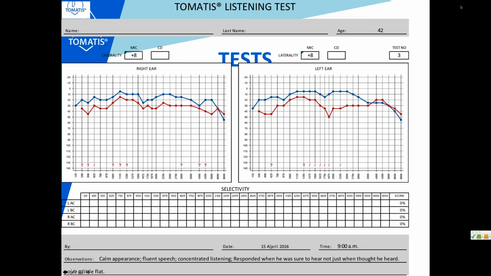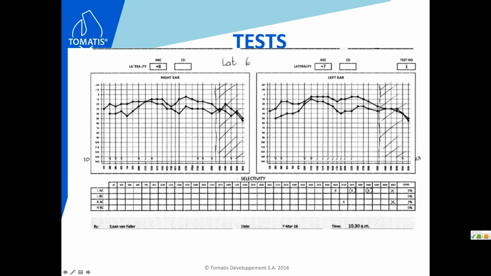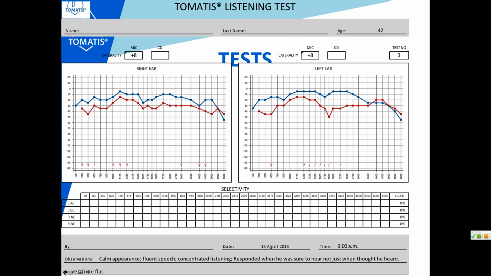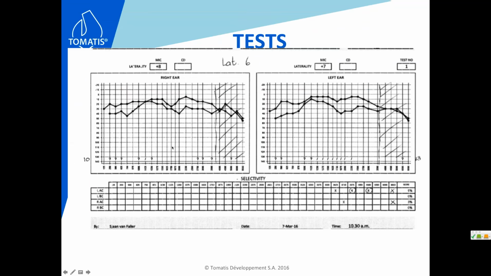So this is his first. No, is this the first test? Yes, this is the first test. Wait. No, sorry. This is test number 3. I realized later, I've put them in the wrong order. The last one is the first one. So this one is the first one. I had to scan it because my computer lost the first test.